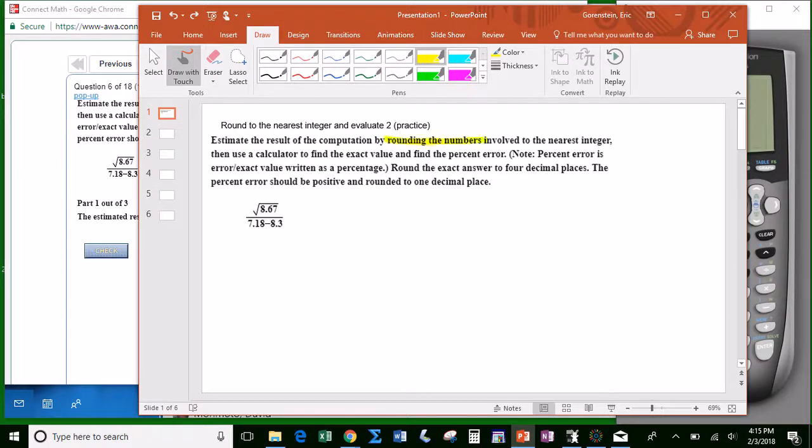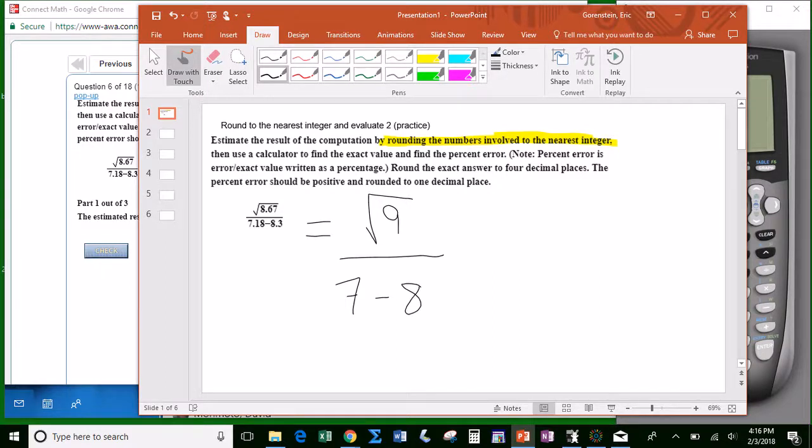Okay, so let's start with this. Rounding the numbers involved to the nearest integer. So what are the numbers involved? Square root of 8.67. Well, 8.67 is close to 9, so let's estimate that with a 9. 7.18, let's round that down to 7. And the 8.3, let's round that to 8.